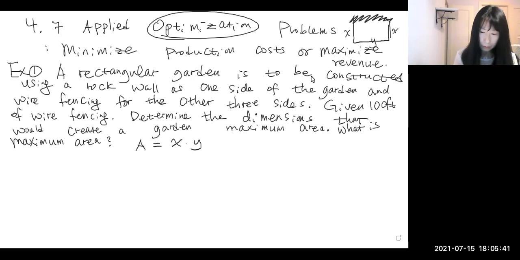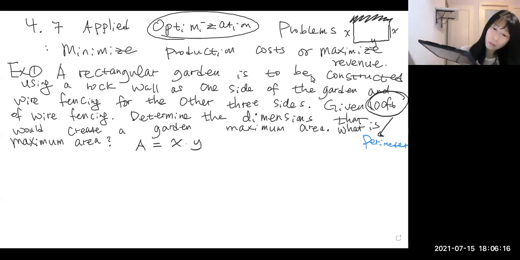Then we have a wire given, right? So how much was it? Given 100 feet of wire fencing, right? This will be, we consider perimeter, right? And we want the maximum area, right?